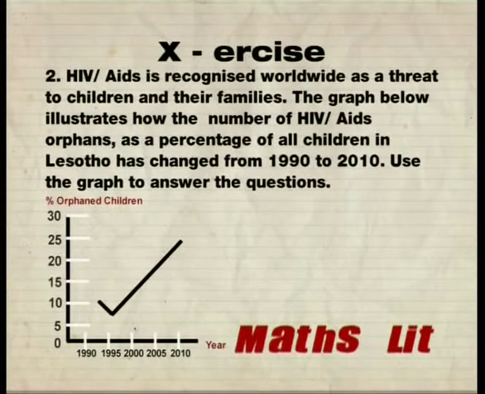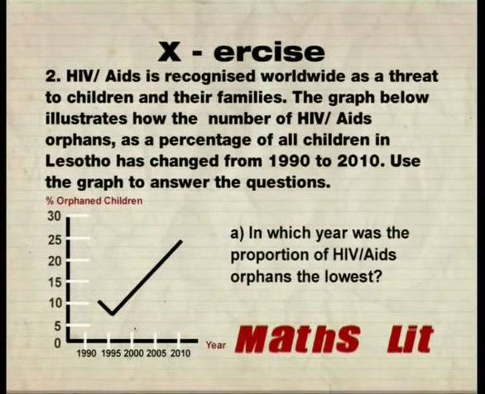Exercise 2. HIV and AIDS is recognized worldwide as a threat to children and their families. The graph below illustrates how the number of HIV and AIDS orphans as a percentage of all children in Lesotho has changed from 1990 to 2010. Use the graph to answer the questions.